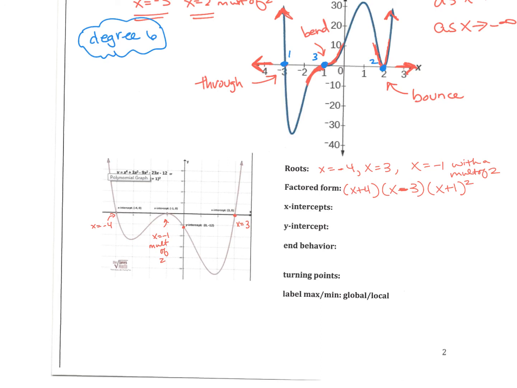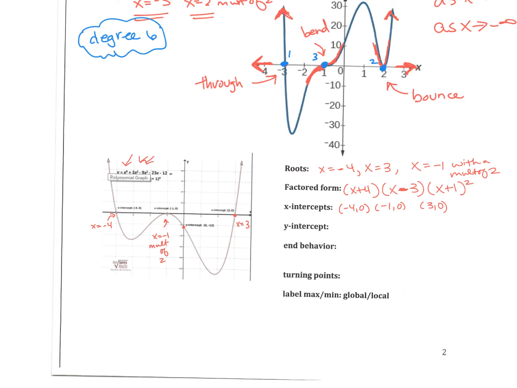Now, thankfully, I don't have to multiply this all out. I can see what my polynomial is right there. And we're not asked to multiply it out, so I'm good just leaving it in factored form. My x-intercepts, I'm going to write those as coordinates. So I have one at negative 4, 0, I have one at negative 1, 0, and I have one at 3, 0. You might wonder about multiplicity there.